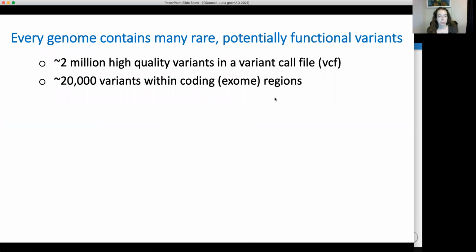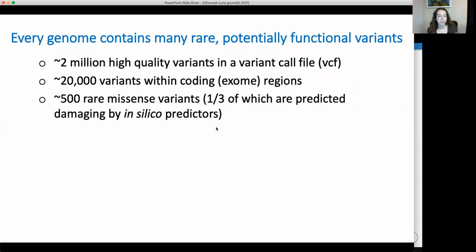In every genome, there are many rare, potentially functional variants. However, taking a step back, every genome has about 2 million or more high-quality variants in a variant call file, or VCF. About 20,000 variants within the coding or exome regions and the edges of the exons. About 500 rare missense variants, and a third of which are predicted damaging by in silico predictors. So even as we add tools, we still have a lot of variants to consider.